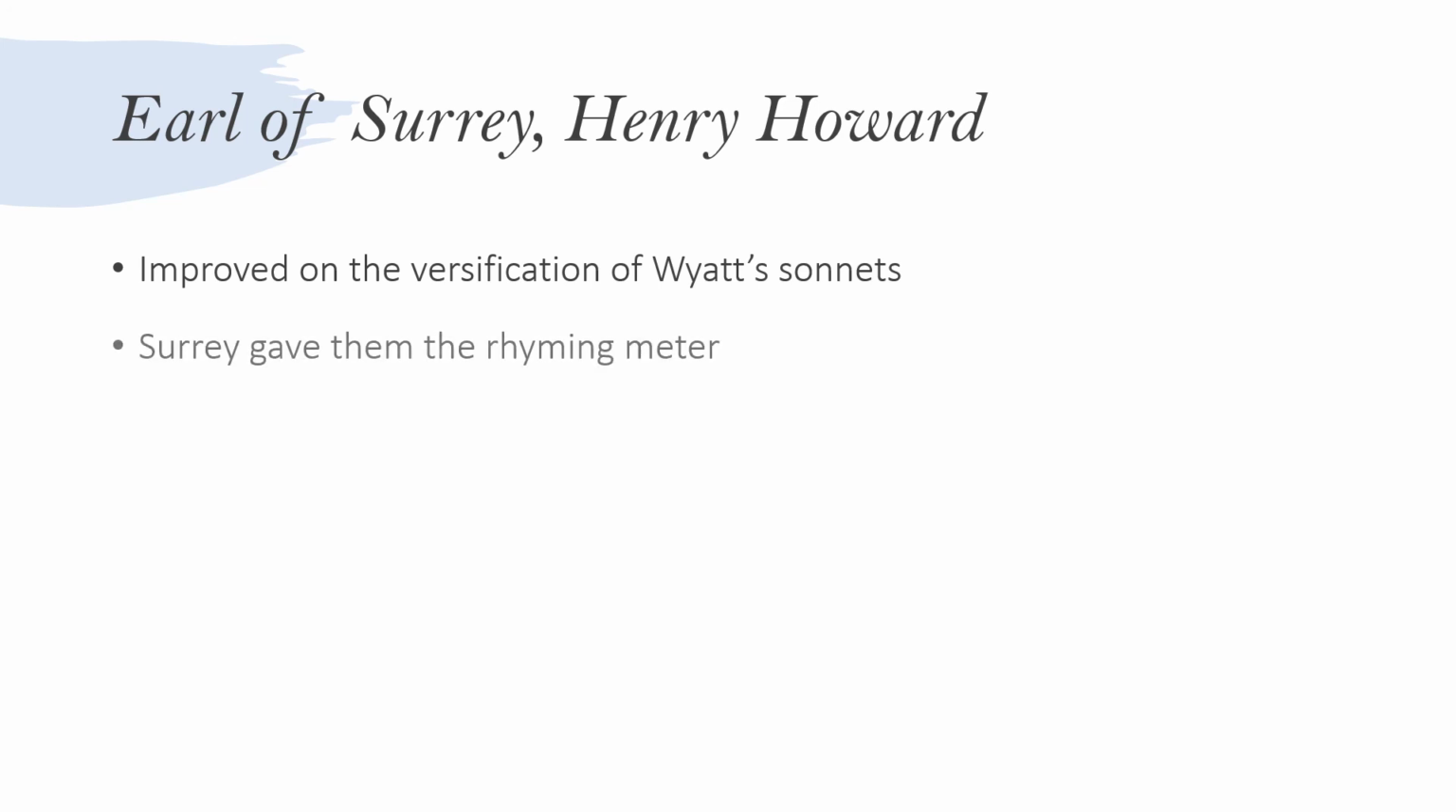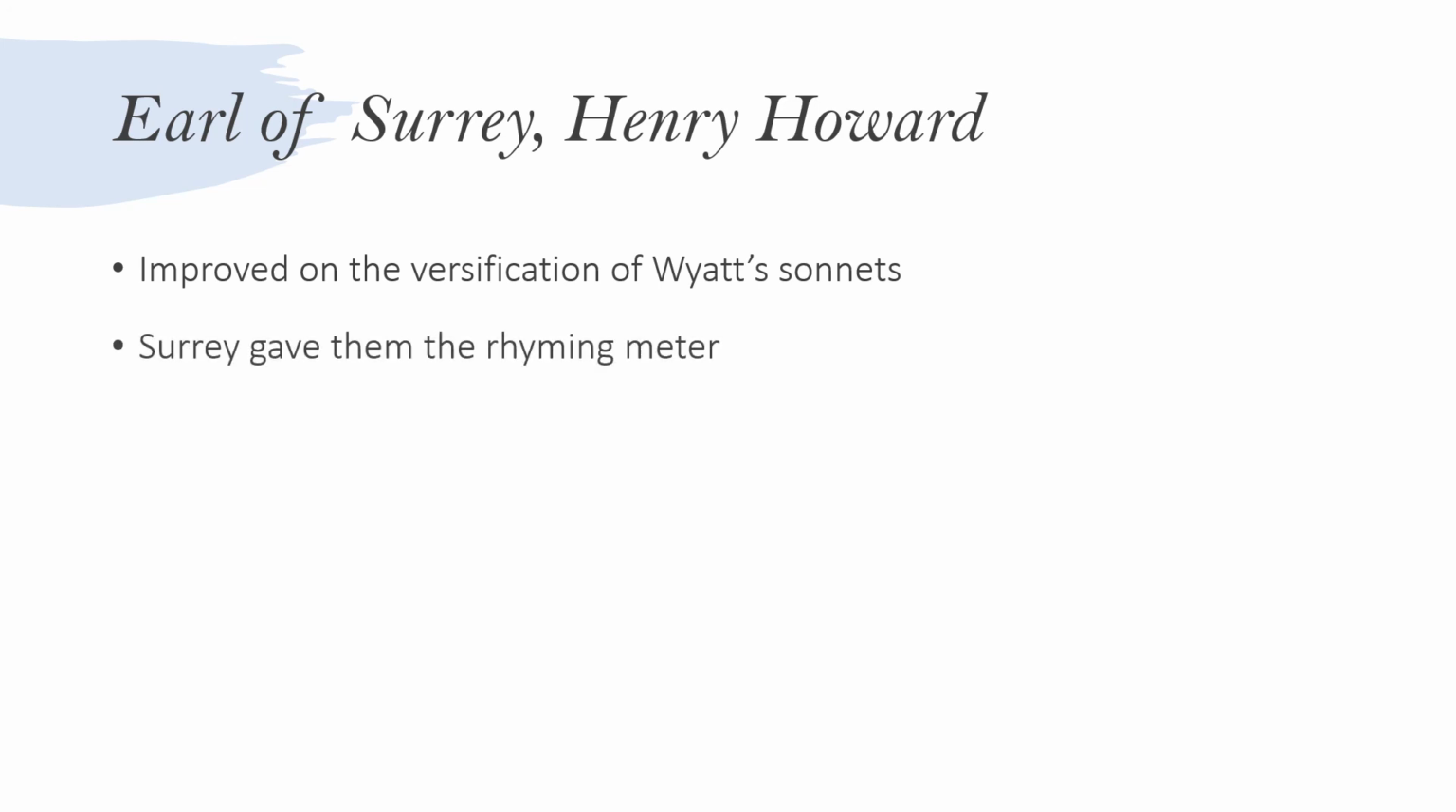Earl of Surrey, Henry Howard. His name was Henry Howard, the Earl of Surrey. He improved on the versification of Wyatt's sonnets. So often you hear these two names together, Wyatt and Surrey. They were two important poets of the Age of Revival. So Surrey improved on the versification of Wyatt's sonnets. Thomas Wyatt introduced the Petrarchan sonnet form into English, and that was modified by the Earl of Surrey.